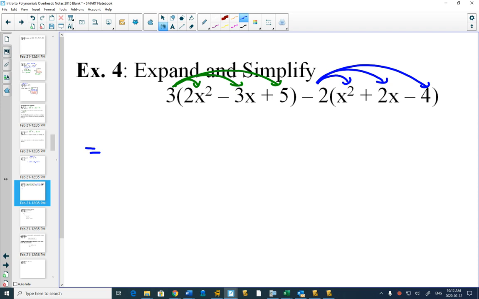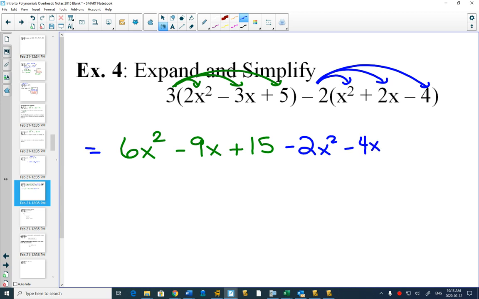So the first one, 3 times 2x squared. We'd have, oh, I'm going to color code this. Those are green arrows. I'll write it in green. 6x squared. 3 times the negative 3. Negative 9. And 3 times 5. Plus 15. Now I'm going to go to my blue arrows. A negative 2 times an x squared. Negative 2x squared. A negative 2 times a positive 2. Negative 4x. And a negative 2 times a negative 4, plus 8.